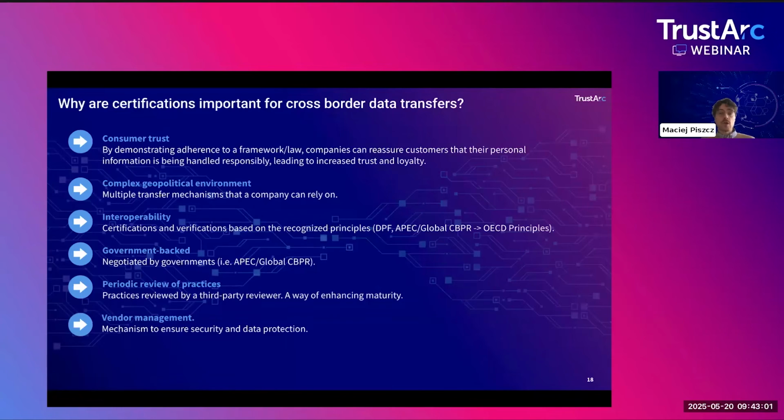You can reassure customers that their personal information is being handled in a responsible way, leading to increased trust and loyalty. Certifications such as the previously mentioned CBPR can enable greater transparency in cross-border data transfers. In the complex regulatory environment that we have already talked about, certifications enable companies to build their data transfer strategy.